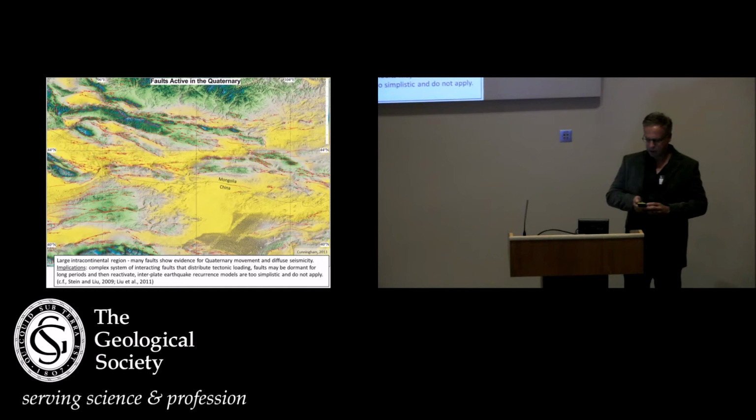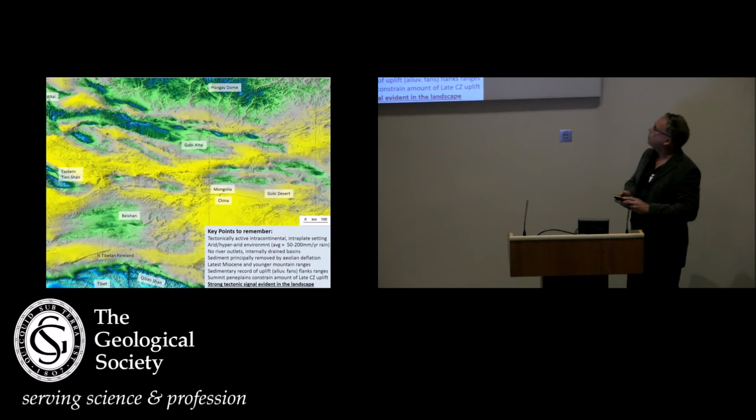So when we look at this region, intraplate, arid to hyper-arid, 50 to 200 millimeters a year of rain. There are no river outlets anywhere in this image. The only sediment that's stripped out is, as Peter was telling us, by aeolian deflation, by wind, contributing to the Tengger Desert, huge dune fields down here in the Chinese Loess Plateau.